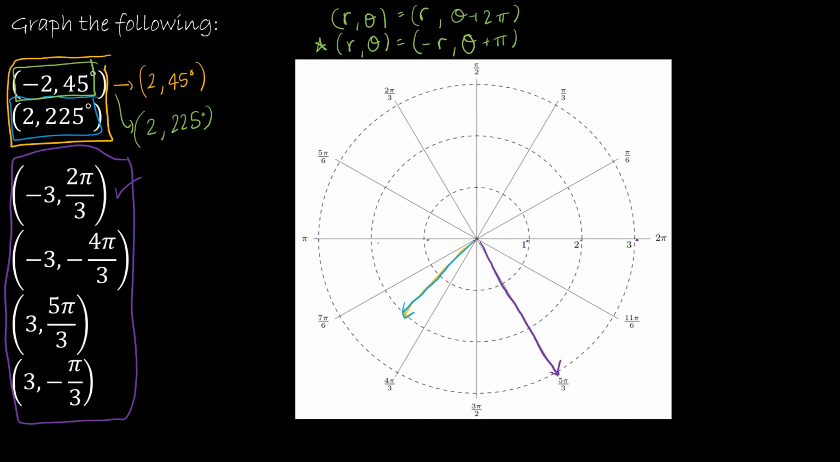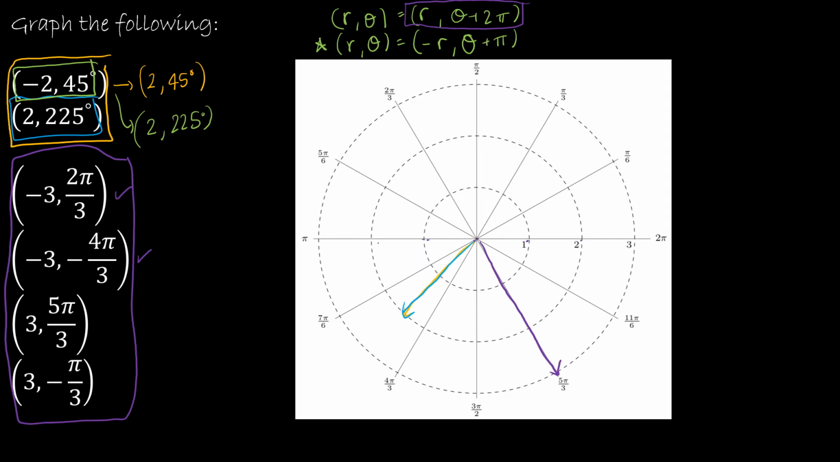(-3, -4π/3). So now we're getting really crazy here. We've got a negative and a negative. So -3 over here, -4π/3 says instead of going counterclockwise, go clockwise. So this would be 3π/3, and I need another third π, and yes, I've ended up exactly where I was again. And again, how did I do that? I really just used this one, except instead of adding 2π, I subtracted 2π, which is okay too. So that's both of these now in the same position.